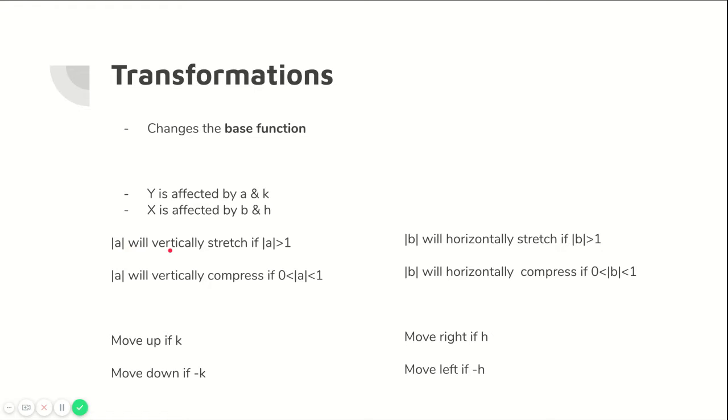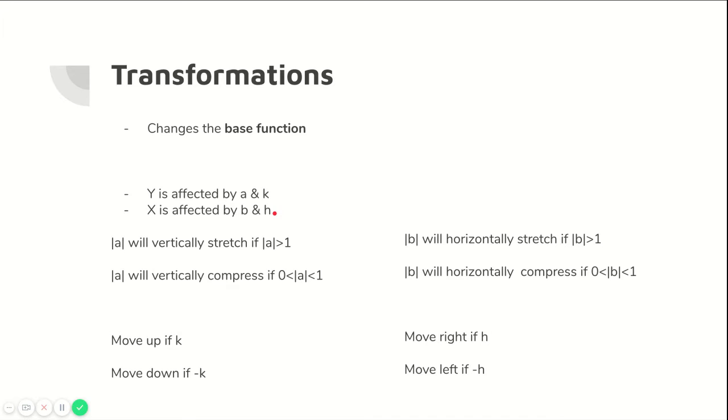Absolute a will vertically stretch the base function by a if it is bigger than 1. However, it will vertically compress the function if it is between 0 and 1. So what this means is basically just like the slope. It just changes how the base function looks. b is basically the same thing. However, it is affected by x, as you can see. And instead of vertically, because it is x, it will horizontally stretch or compress, with the same types of rules.